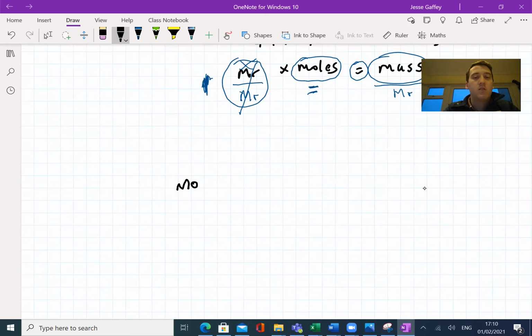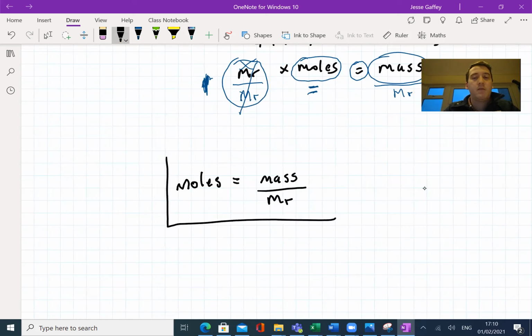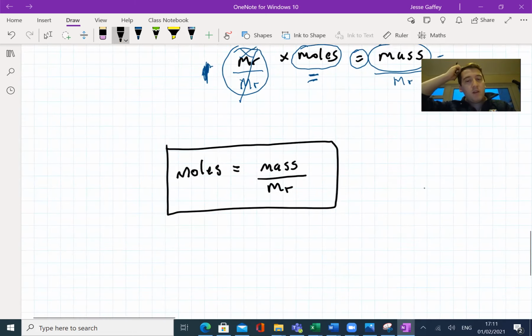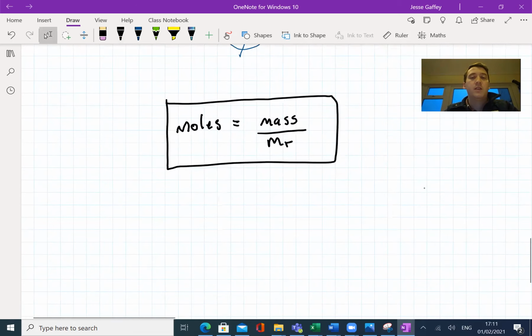Moles equals mass divided by MR. And this is something you should take down. Okay, so you should pause the video and write that down. I'm going to do some examples using this equation.